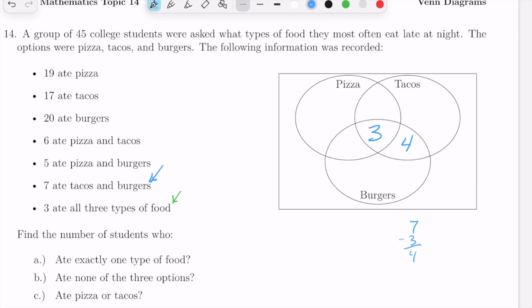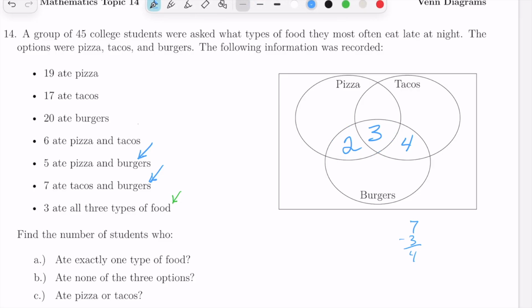Next, we've got to figure out, there were 5 people that raised their hand and checked the box, hey, I eat pizza and burgers. So 5 people belong in this football shape, but 3 of them were already counted. That means I need 2 more. There were exactly 2 people who said I eat pizza and burgers, but not tacos.